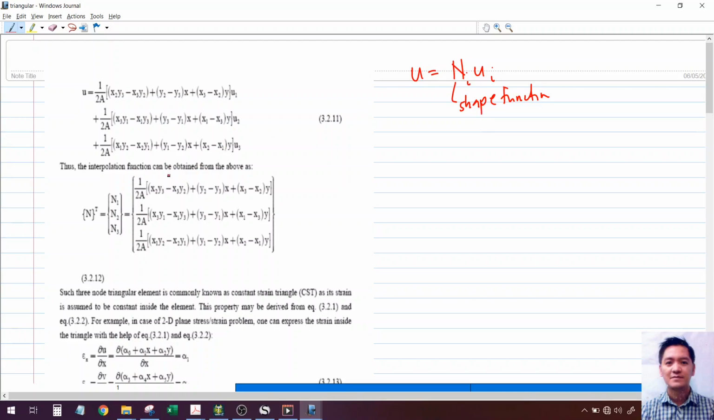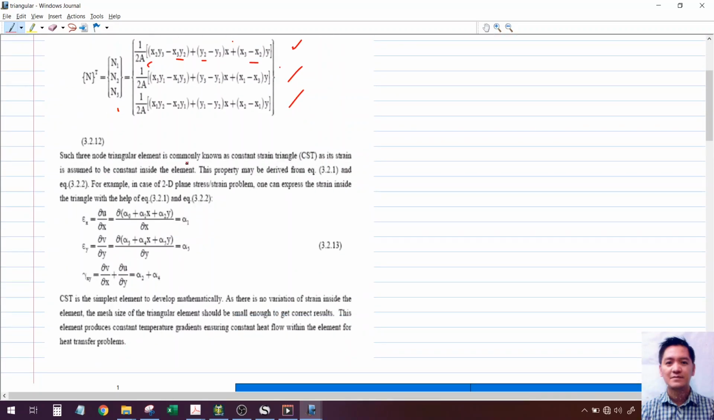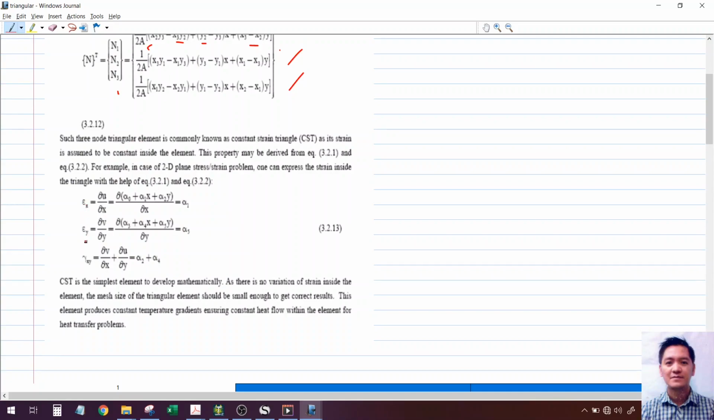So, thus the interpolation function or the shape function is this, n1, n2, n3, and it turns out, ito yun, no? Yung tatlo, no? Nakikita nyo naman yung pattern. 1 over 2a, x2, y3, x3, y2, y2, y3. That's it. Okay. That is our n. Now, such three-node triangular element is commonly known as constant strain triangle. Okay. As its strain is assumed to be constant inside the element. Okay. Now, strain x, strain y, and then itong ating shear deformation xy.